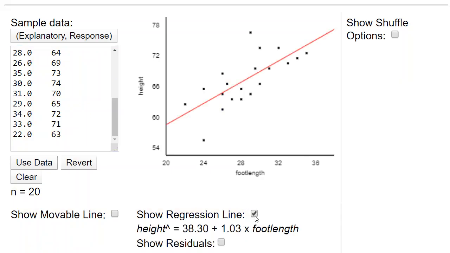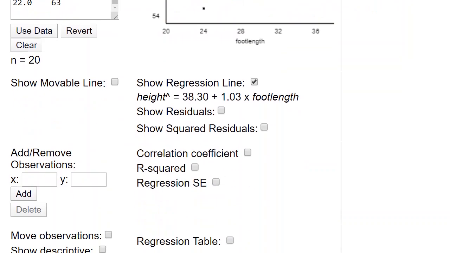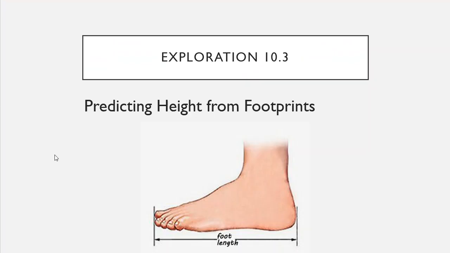And then, show regression line. It will give you the regression line, the regression equation, the correlation, and the R squared value. And then you're off to the races in terms of doing your exploration 10.3.